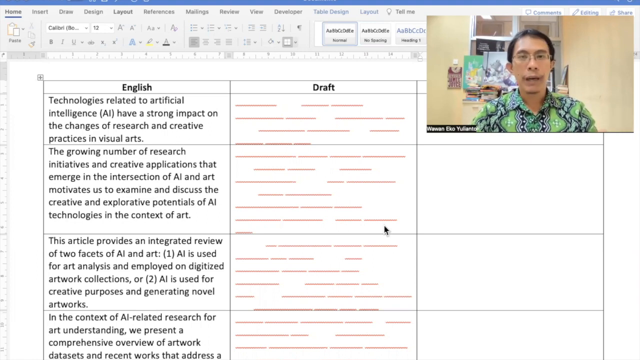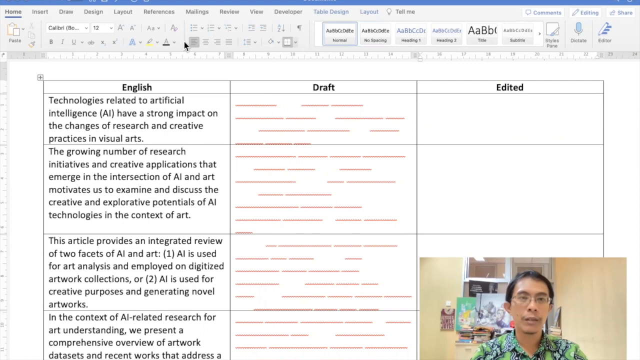I want you to prepare one Word document file, and you need to have 3 columns, like what I have over here. You have 3 columns. The first column is for the English text. Separate the translation into sentences. So one row like this should only consist of one sentence.